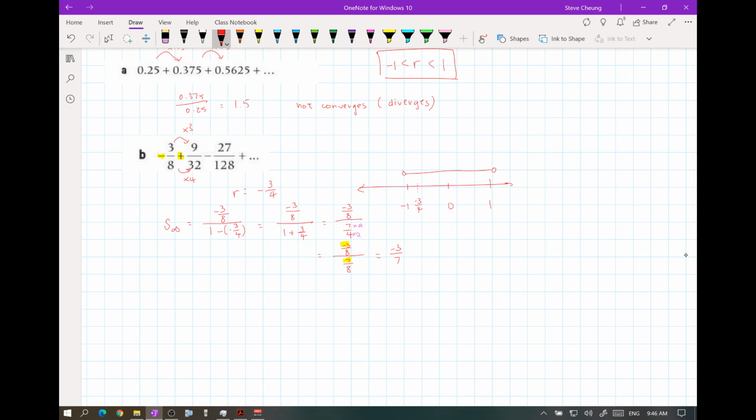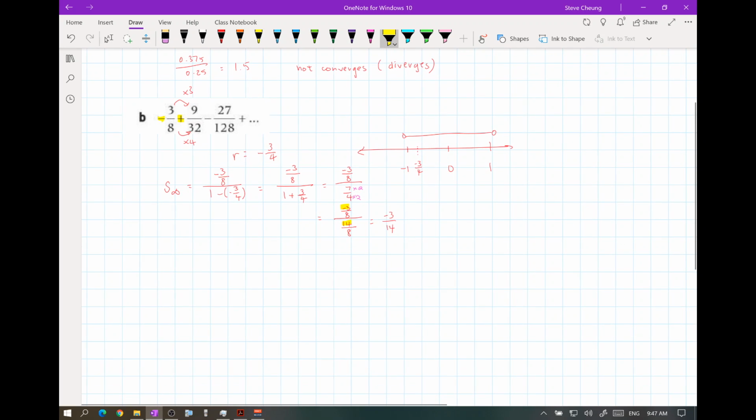However, I think I forgot to multiply this by 2. Sorry. So this should be 14/8. You can confirm this answer by doing fraction division, using keep, change, flip to change the division to multiplication. And there we have the sum.